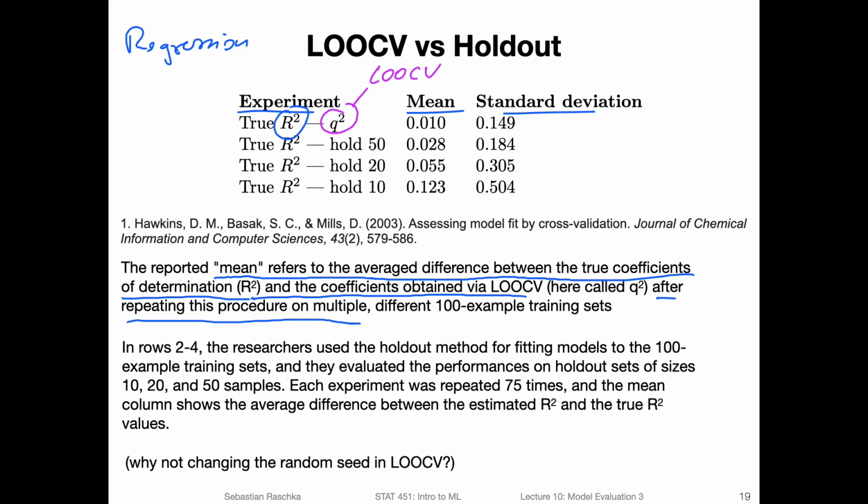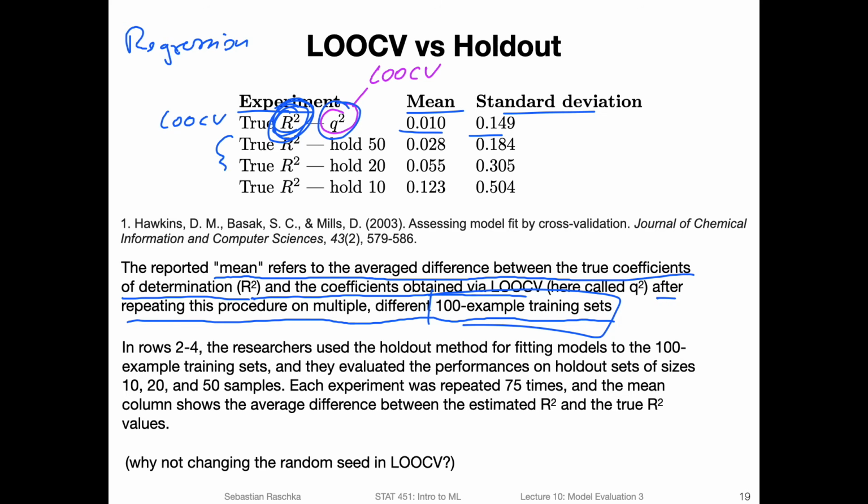This is after repeating this procedure on multiple different 100 example training sets. So they estimated the true coefficient of determination, for example, from a simulated data set, and then they created multiple 100 example training sets, and computed the mean difference between the true value and the estimated value. In this case, they find that the difference is 0.010 in terms of the mean, and the standard deviation is 0.149. Now, this is for LOOCV.